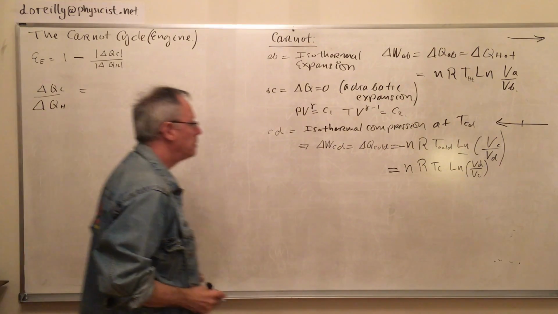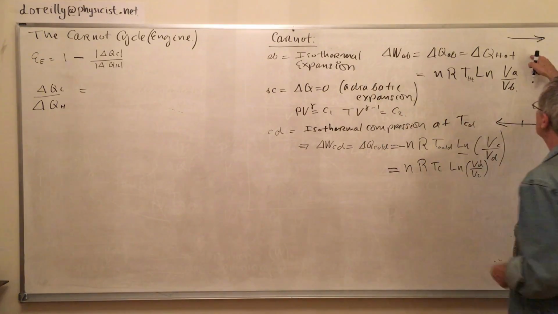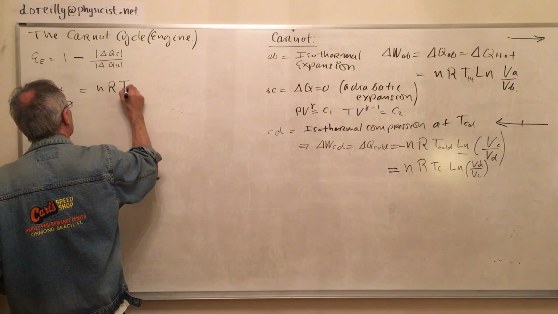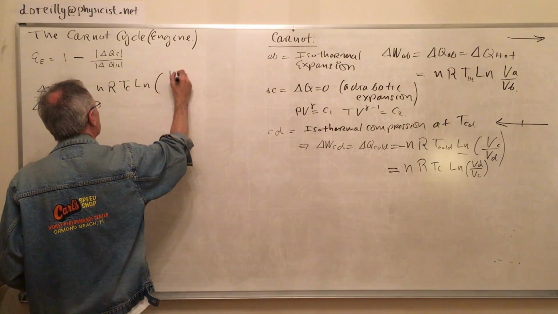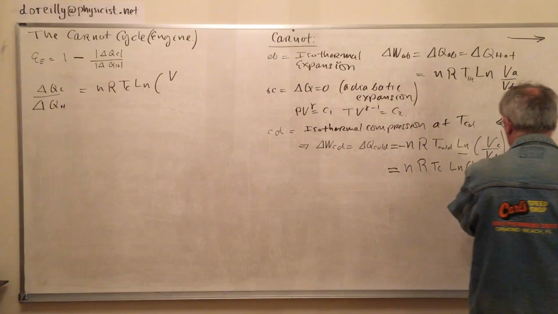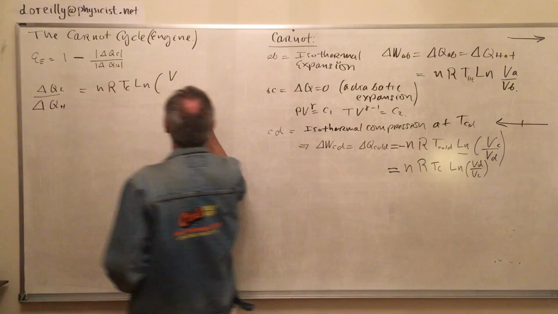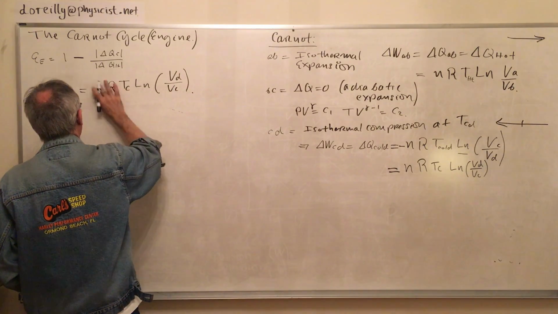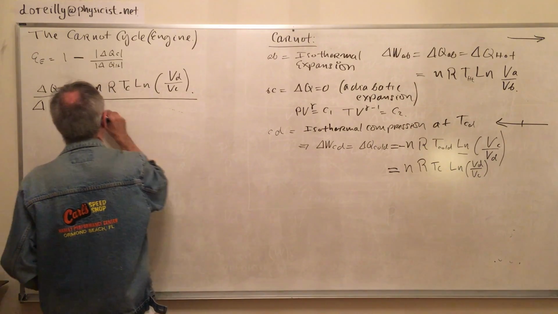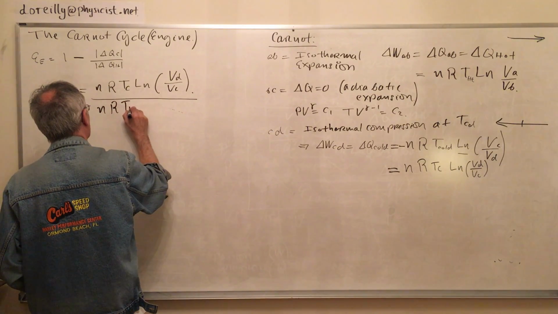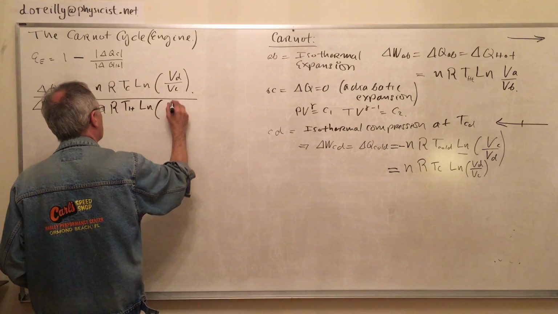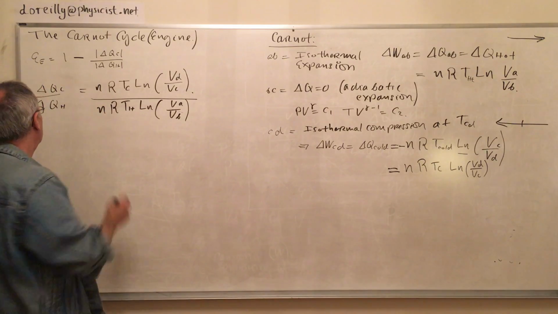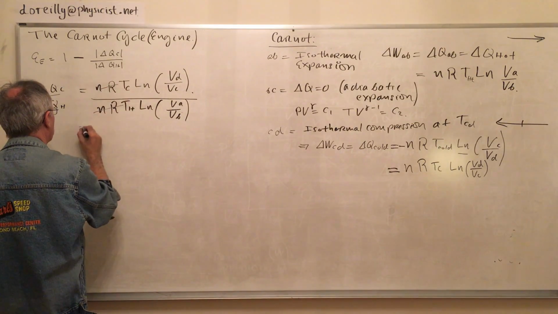Well, we have the results. Here's delta Q cold and here's delta Q hot. Now we have VD over VC and not C over D. And this is an n. I don't want it looking like an H. And we get this for delta QC. Now these two cancel.